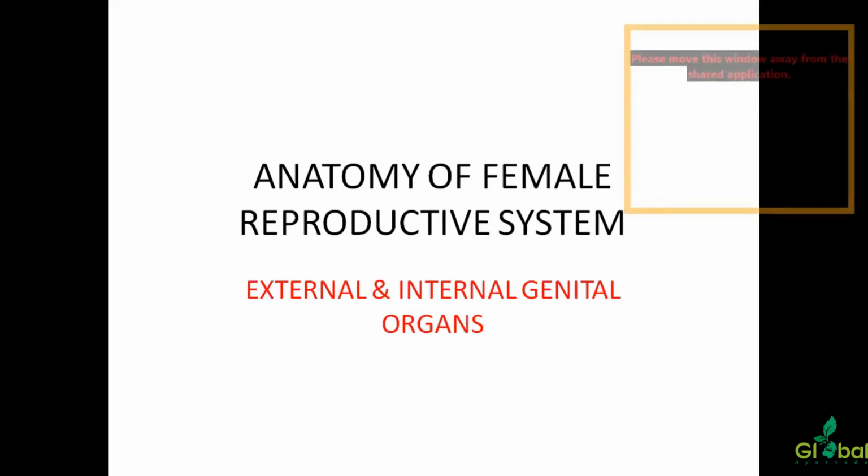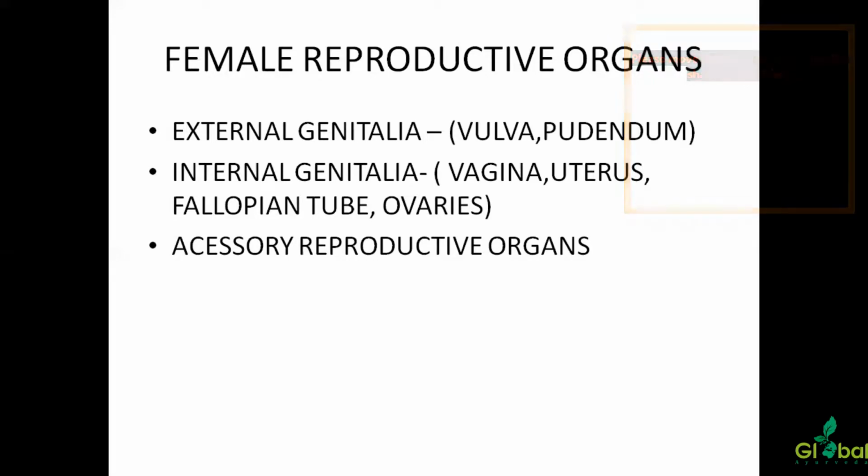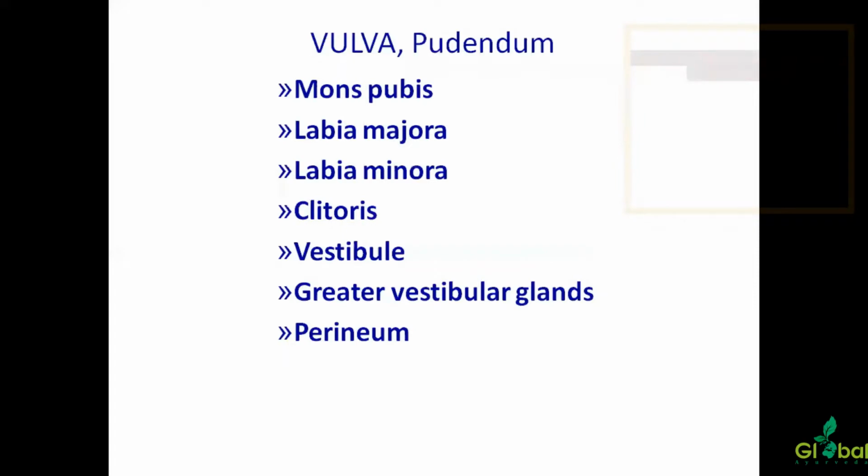Today we will study the anatomy of the female reproductive system. That is, the female reproductive system consists of external and internal genital organs. First of all, the female reproductive organs mainly consist of external genitalia, which includes the vulva and pudendum, and internal genitalia, which includes the vagina, uterus, fallopian tube, and ovaries, and accessory reproductive organs. Today, we will see about external genitalia.